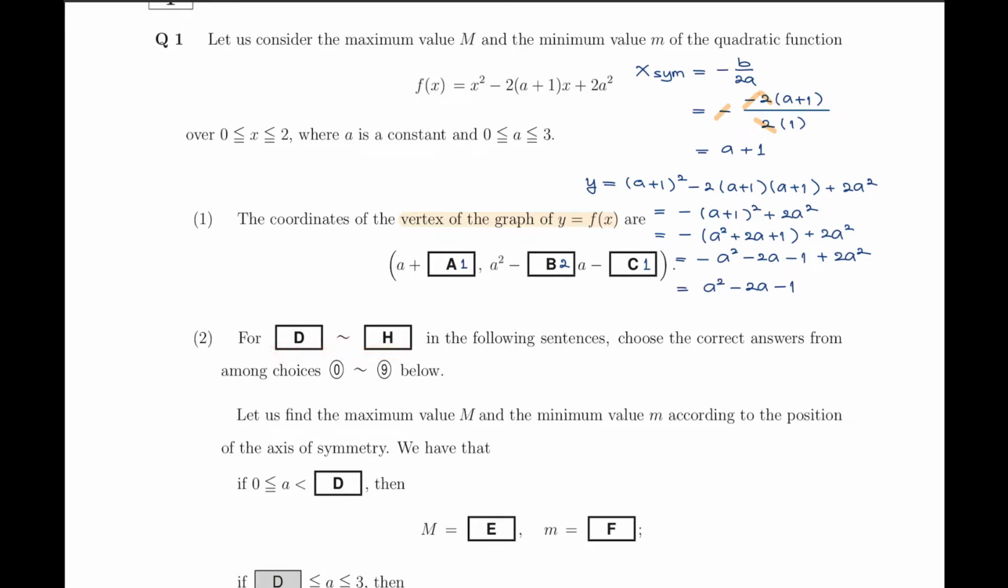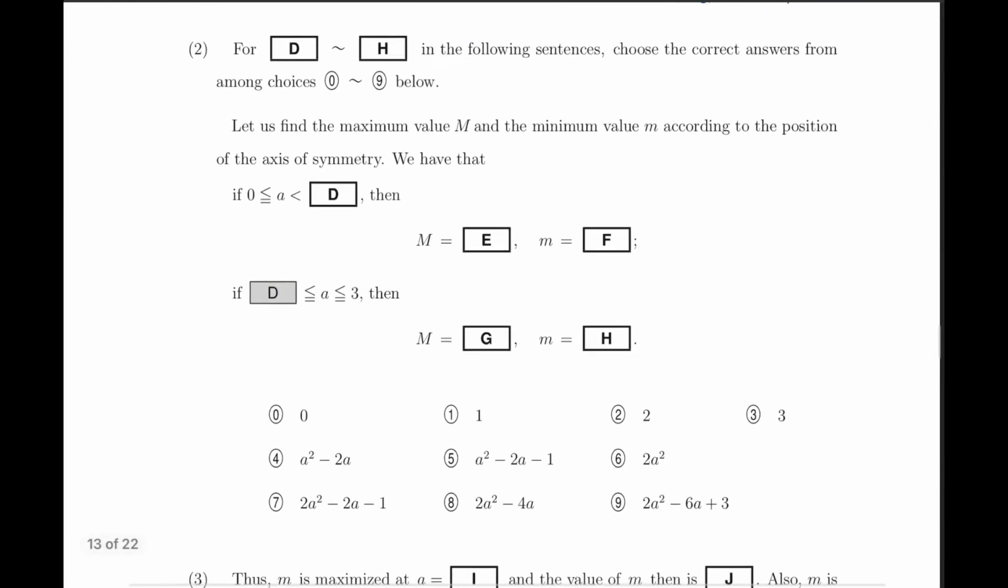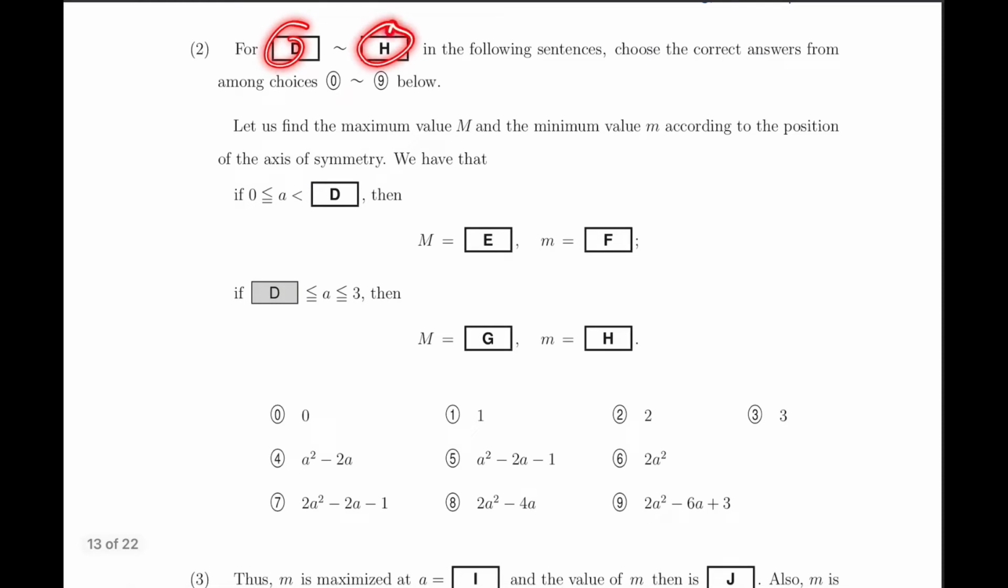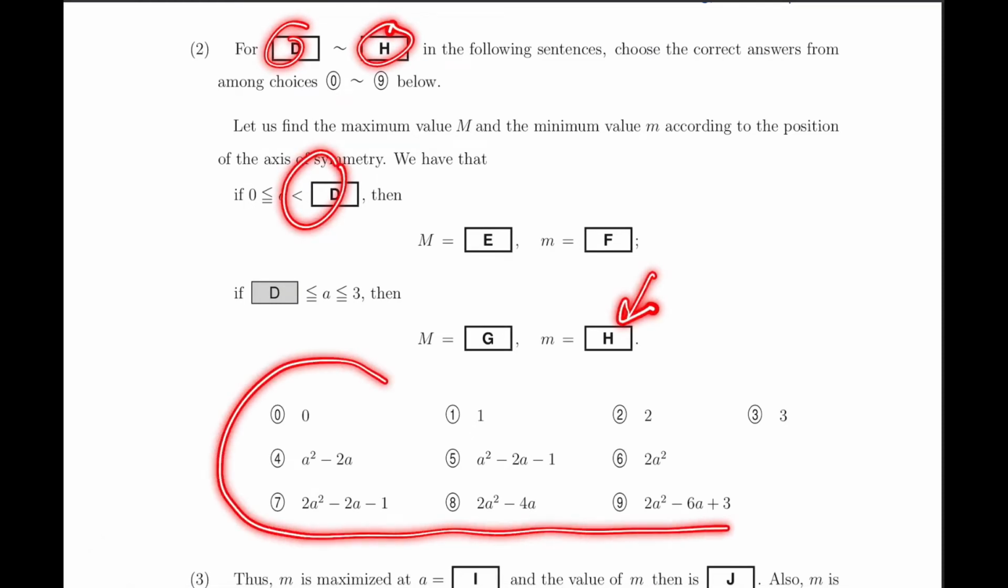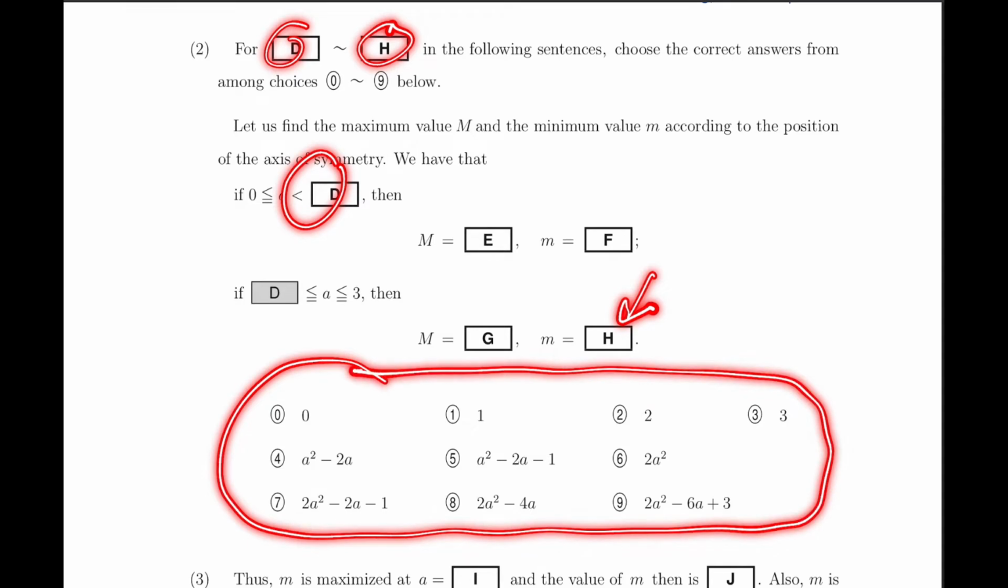For D until H, in the following sentences, choose the correct answers from among choices 0 until 9. So these are multiple choice questions. From D until H, we will choose the correct answer here.